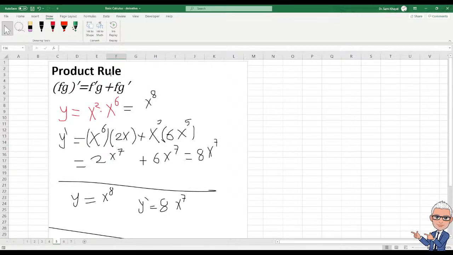Let's go to the product rule. Product means you multiply. If there is a multiplication, you need to follow this rule. The rule, sometimes in the books, you can find it like this one.